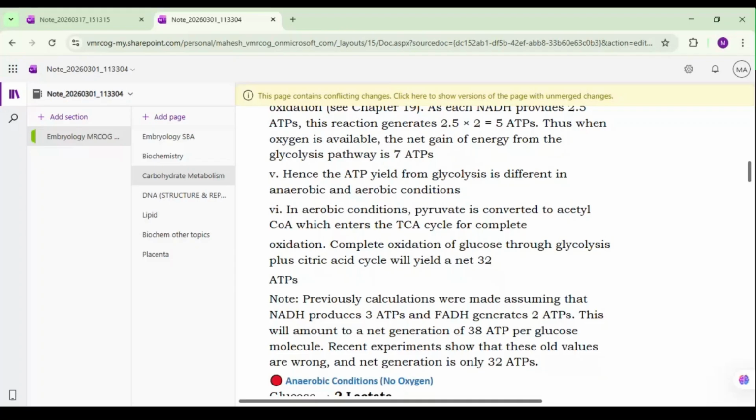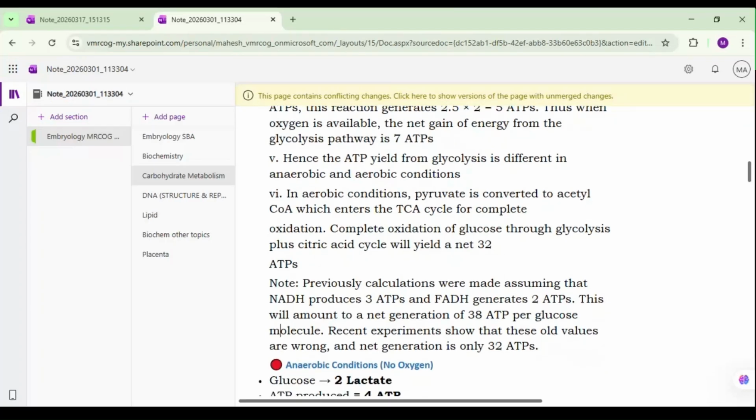So each NADH provides 2.5 ATPs. This reaction generates 2.5 into 2. That is why you will get 5 ATPs under the aerobic condition. Thus, when the oxygen is available, the net gain of energy from the glycolysis pathway is 7 ATPs. Hence, the ATP yield from glycolysis is different in aerobic condition and in anaerobic condition.